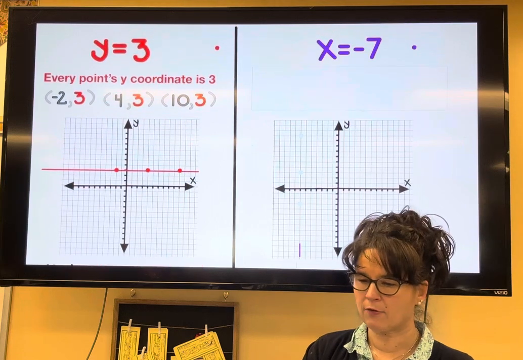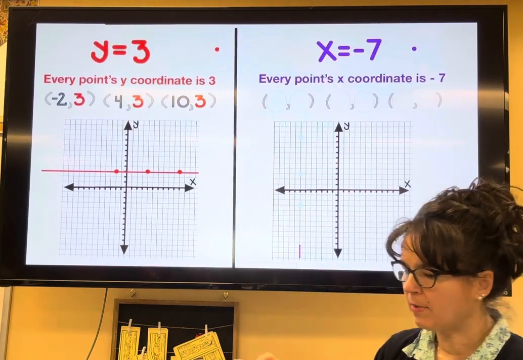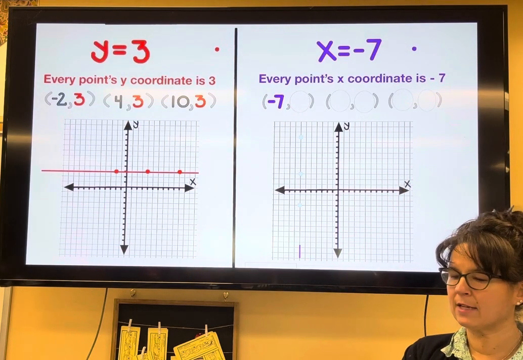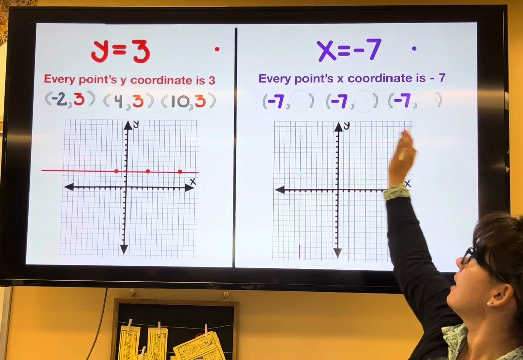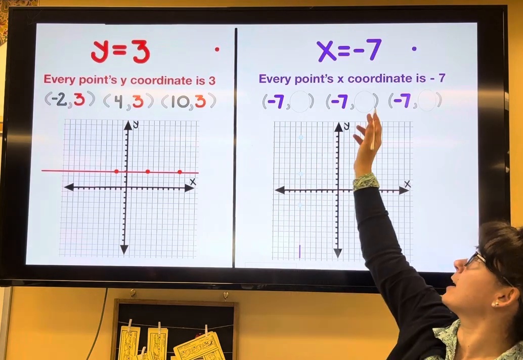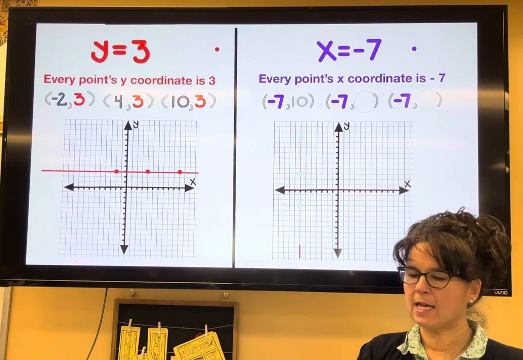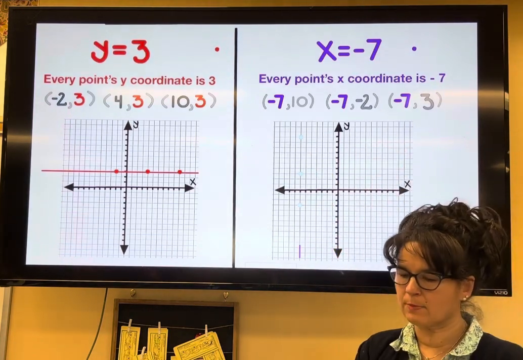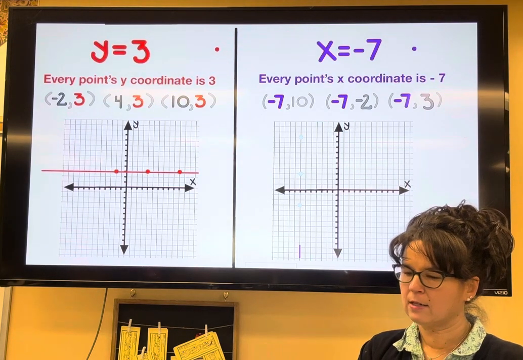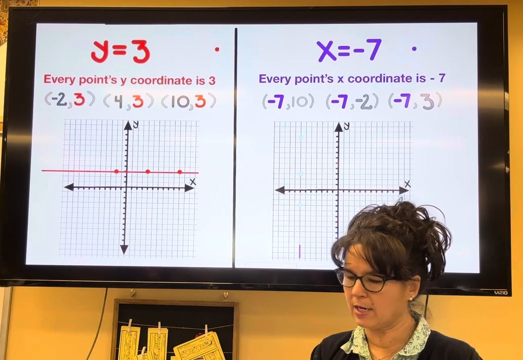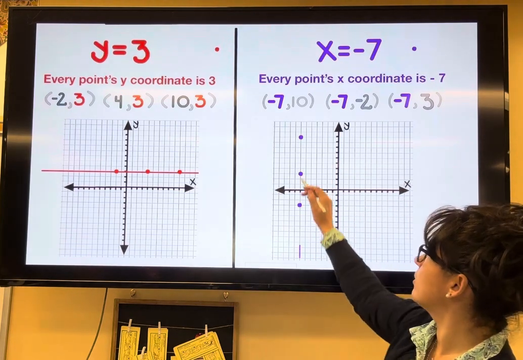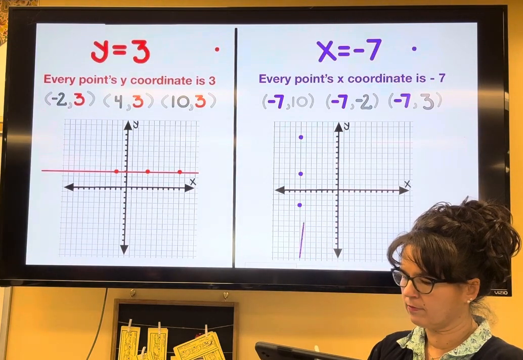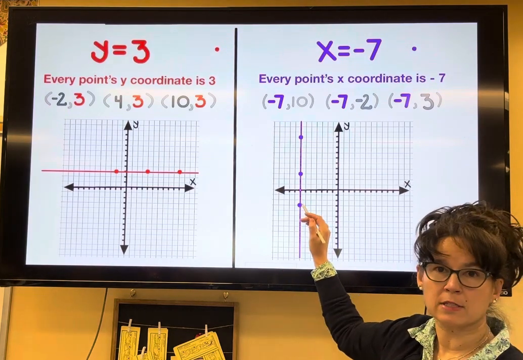So let's do the same thing for x. If I make every single point have an x coordinate of -7, I can choose anything I want for the y if I have x equals -7. So let's say I pick 10, I pick -2, and I pick 3. If I plot these points, back 7, up 10, back 7, down 2, back 7, up 3, then we're going to end up with these points, and you start to see the pattern that every single one of them is going to be on this line.